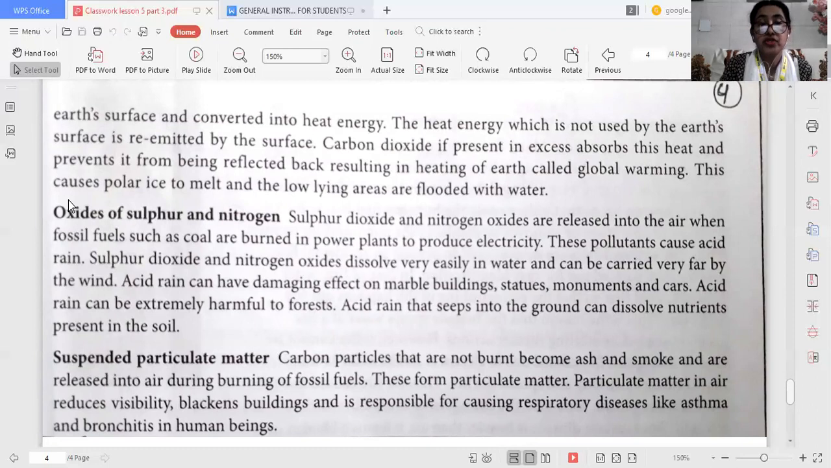We all know acid rain is very harmful because it damages marble buildings, statues and monuments, and it also affects the texture of the soil. It makes the soil acidic. And last is suspended particulate matter, SPM. Carbon particles that are not burnt become ash and smoke and are released into the air during burning of fossil fuels, and these form the particulate matter. This particulate matter reduces visibility, blackens the buildings, and is also responsible for respiratory diseases in human beings.